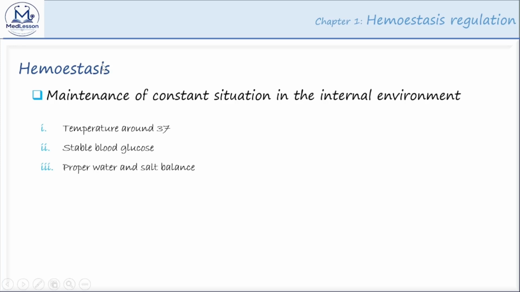So let's get deep into it and start with homeostasis. Homeostasis is maintenance of constant situation in the internal environment. When we say constant situation, we mean that the temperature is around 37 degrees. We have a stable blood glucose and the water and salt balance is properly regulated.